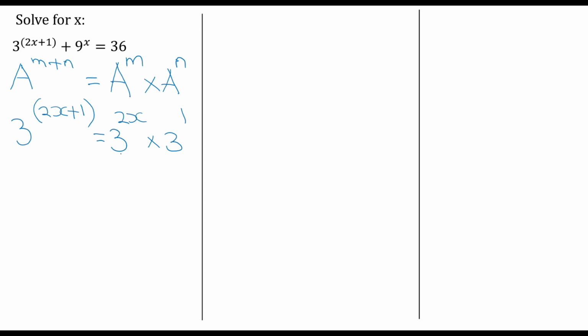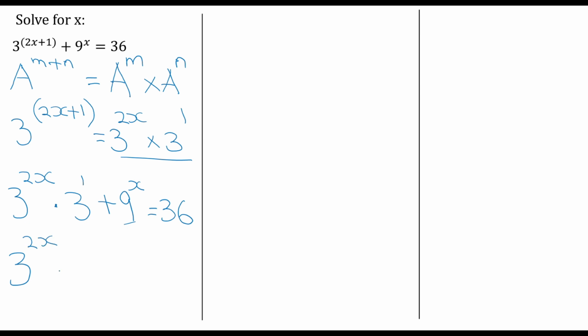Rewriting this, we have 3 to power 2x multiplied by 3 to power 1 plus 9 to power x is equal to 36. 9 can be written in terms of 3, so you write it again: 3 to power 2x multiplied by 3 to the power of 1 plus 3 squared, all to power x, which is 3 to power 2x, is equal to 36.